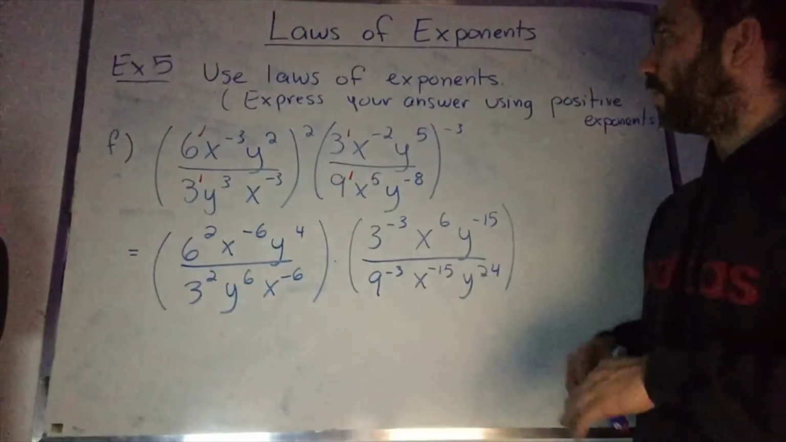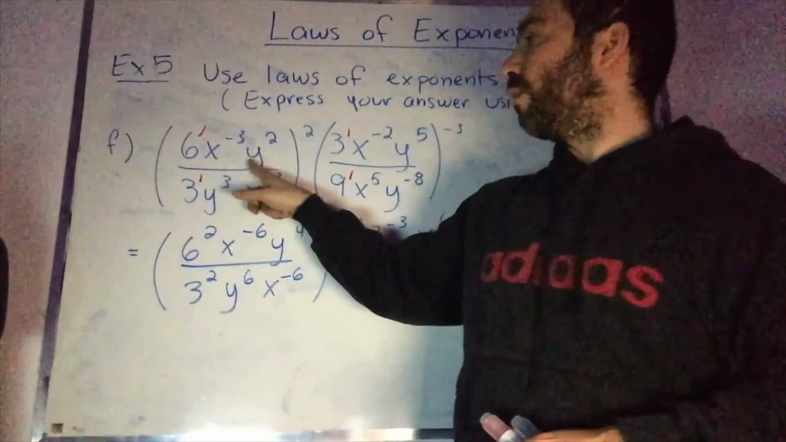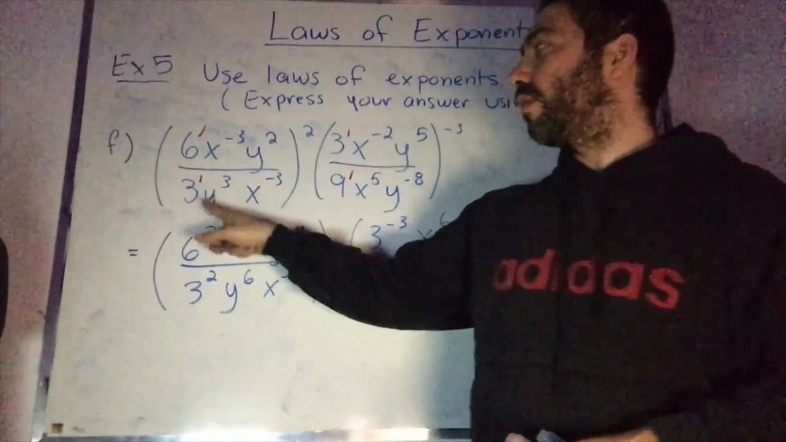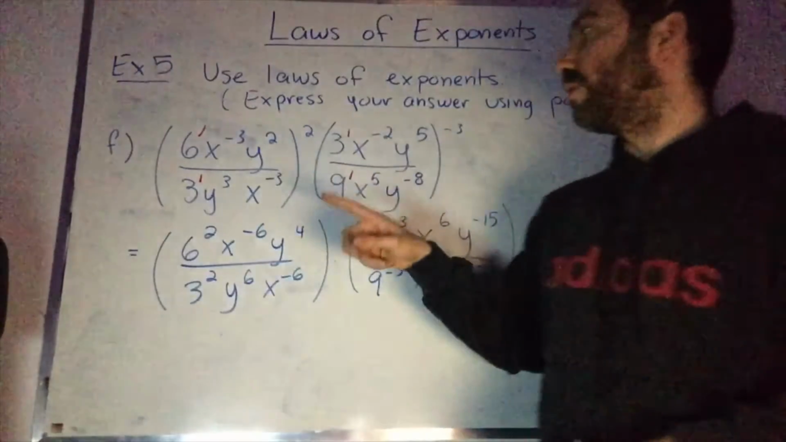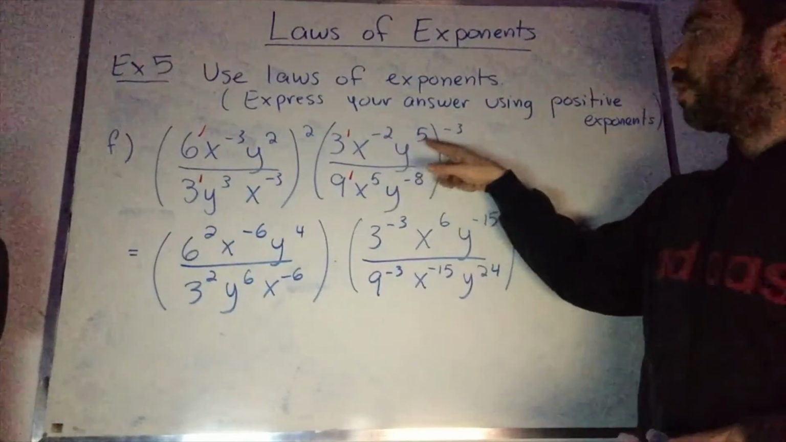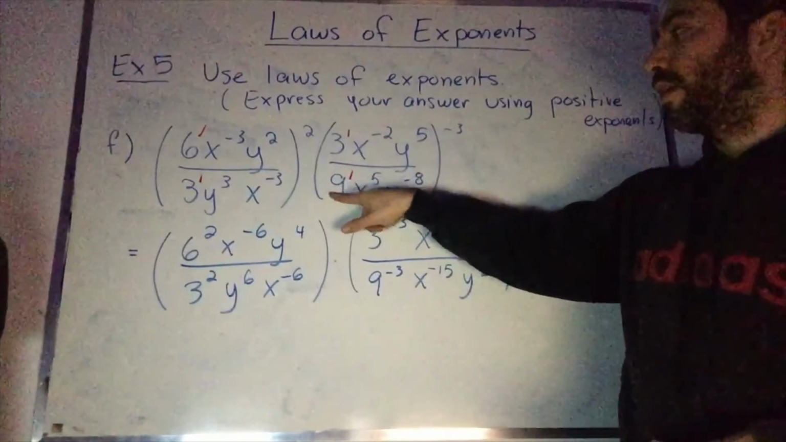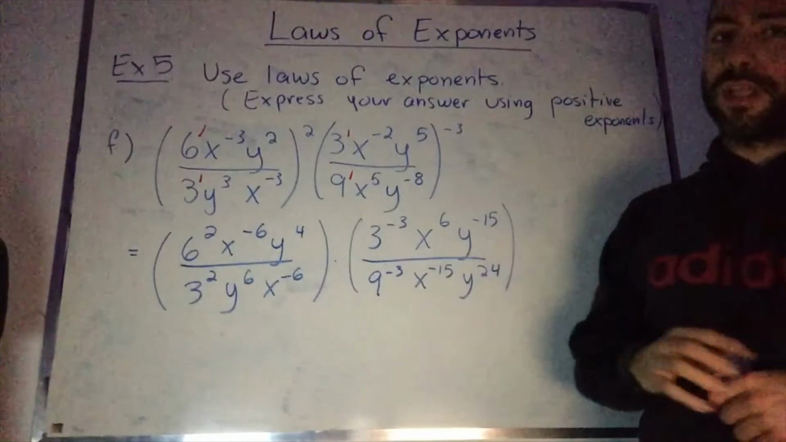Okay, so in this example here, we have 6 to the 1, x to the negative 3, y to the 2, all that divided by 3 to the 1, y to the 3, x to the negative 3, all that in brackets to the exponent 2, multiplied by 3 to the 1 times x to the negative 2 times y to the 5, all that divided by 9 to the 1, x to the 5, y to the negative 8, all that in brackets to the exponent negative 3.